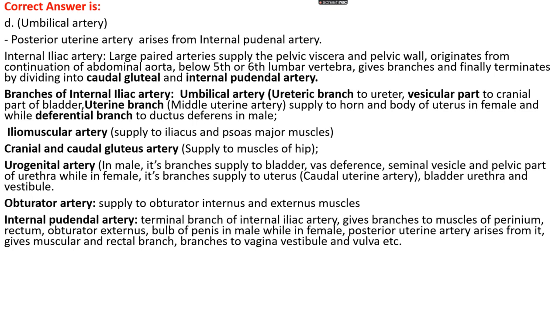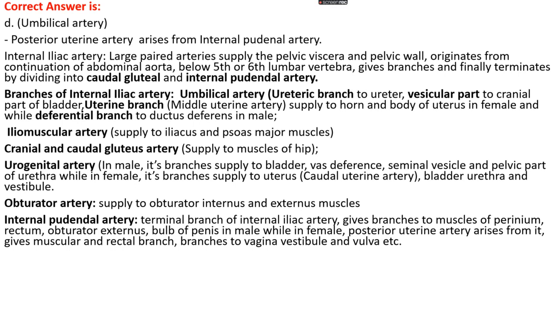The umbilical artery mainly includes the ureteric branch, which supplies blood to the ureter, the vesicular part, which supplies blood to the cranial part of the bladder, and there is the uterine branch, which mainly supplies blood to the uterus. That's the middle uterine artery. It mainly supplies the horn and body of the uterus in the female. While in the case of the male, there is the deferential branch, which mainly supplies the ductus deferens. Okay. Second is the iliomuscular artery, which supplies the iliacus and psoas major muscles. And then there are the cranial and caudal gluteal arteries, which supply the muscles of the hips.